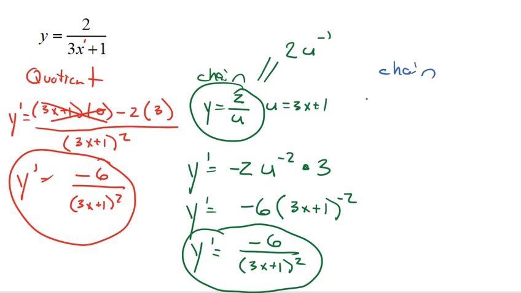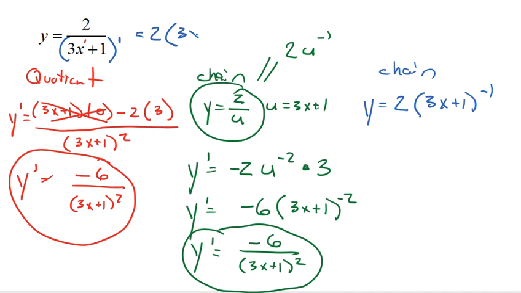Check this way out. The first thing I'm going to do is rewrite the function. Watch how I'm going to do this: 2 times 3x plus 1 to the negative 1. You might be like, wait, what? Remember, this denominator could be viewed as one number all raised to the first. And anytime you want to move something from the denominator to the numerator, just make your power negative. So this would be equivalent to 2 times 3x plus 1 to the negative first. I know that's kind of a weird way to do it, but it works.